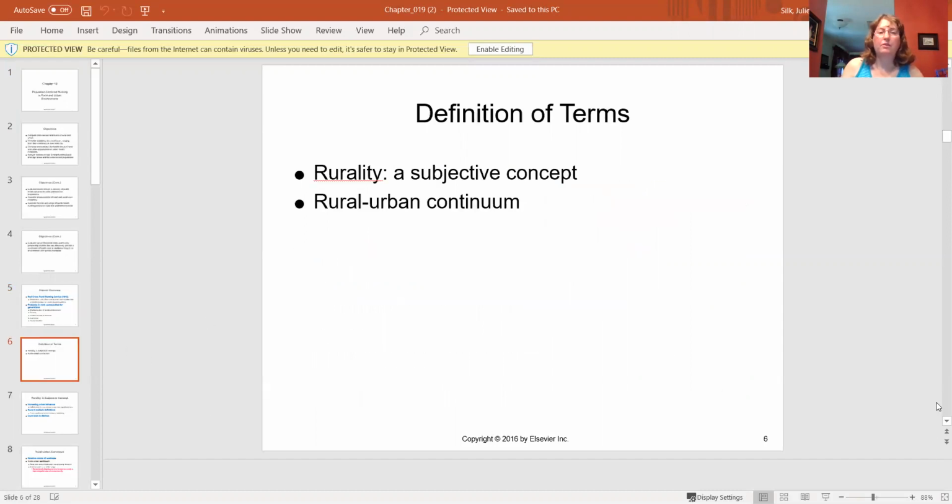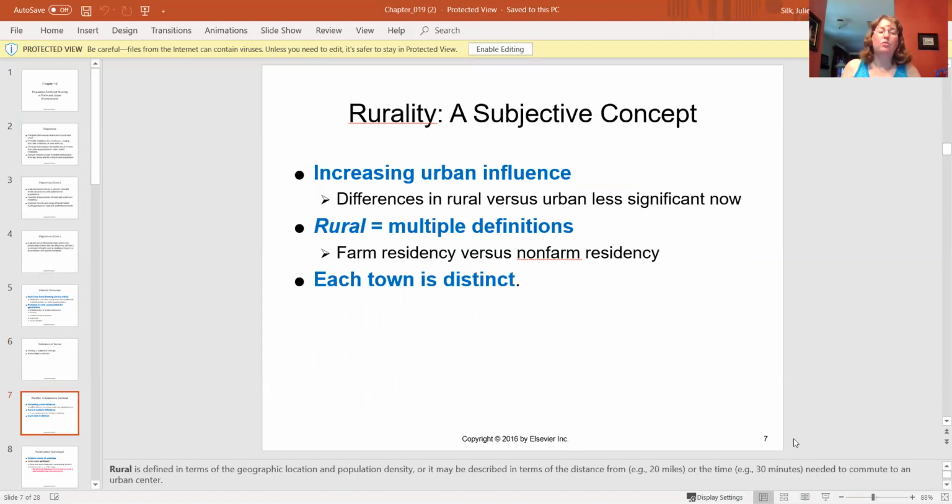Okay, so there's a couple definitions here. Rurality is a subjective concept. And then the rural-urban continuum, we're going to be talking about that here in a second. So rurality: rural is defined in terms of geographic location and population density, or it may be described in terms of distance, like 20 miles, or the time, like 30 minutes, needed to commute to an urban center.